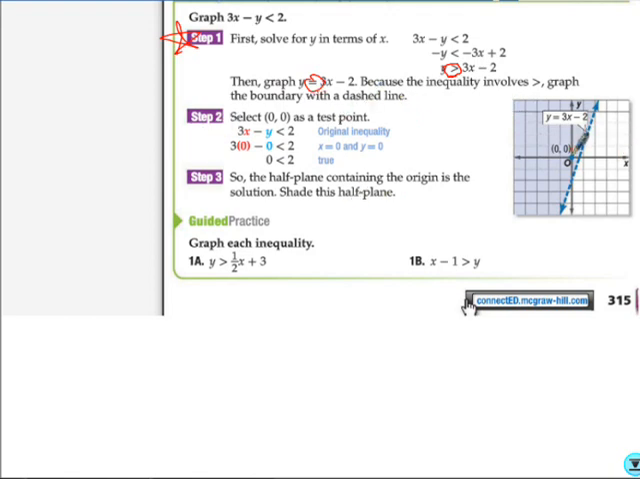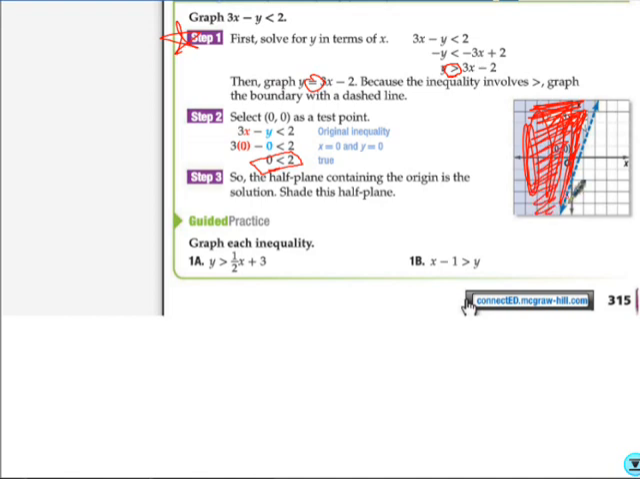Step two is a test point. The easiest test point in the world to pick is the origin. You only can't pick that when the line goes through it. But if it doesn't go through the origin, then picking 0, 0 is the best thing you can do each time. So you plug 0 in for x, 0 for y, and you see what you get. If you get a statement that is true, then you shade that side. Because we got a true statement, that means the origin is a part of the answer. So that's the side we shade.